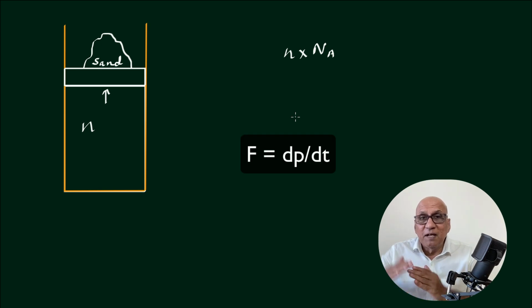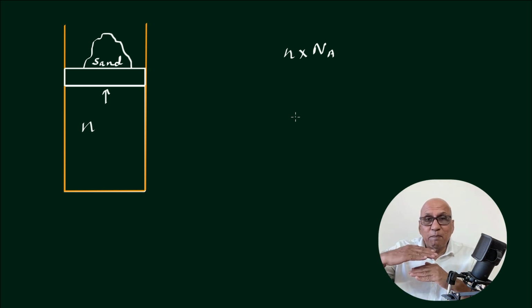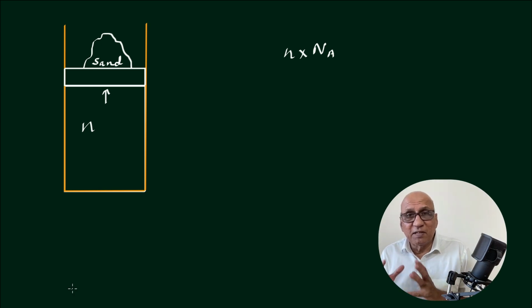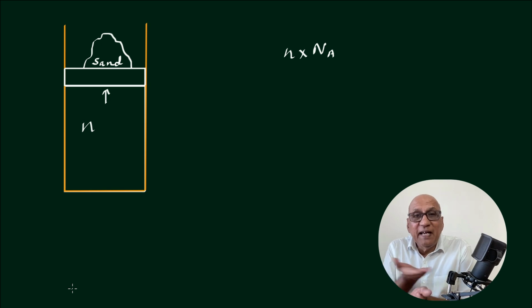Now that force balances the weight of the piston and the weight of the sand. So the weight of the piston plus the weight of the sand is equal to the pressure multiplied by the area of the piston, the cross-sectional area of the cylindrical container.